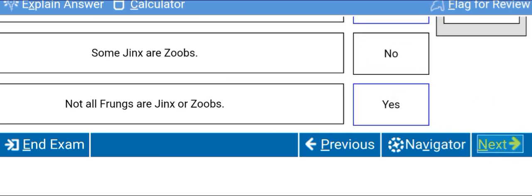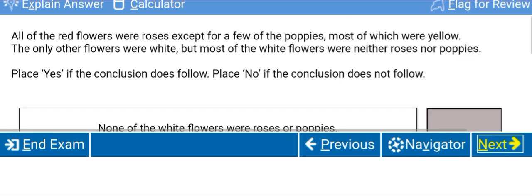Next question, that is question number 30. It says all of the red flowers were roses except for a few of the poppies, most of which were yellow. The only other flowers were white, but most of the white flowers were neither roses nor poppies. So place yes if the conclusion does follow, and place no if the conclusion does not follow.